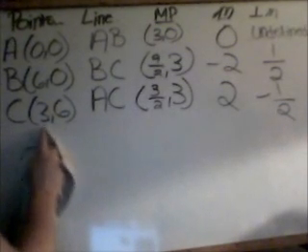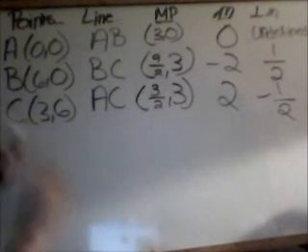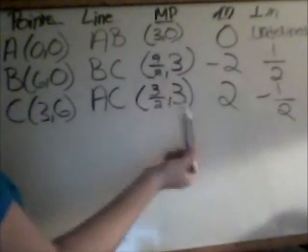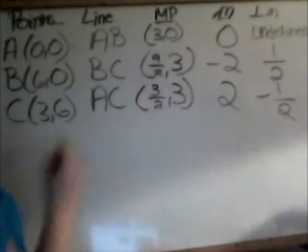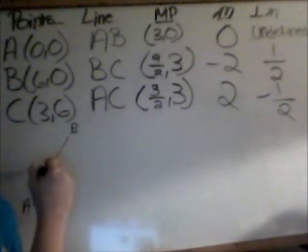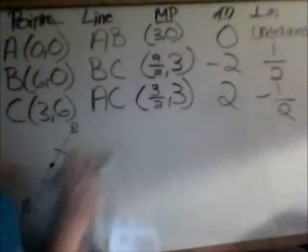Well, in order to do that, you need to find the midpoints of each of those lines. For instance, for AB, the midpoint is in the middle of that line, which would make these two equal to each other.